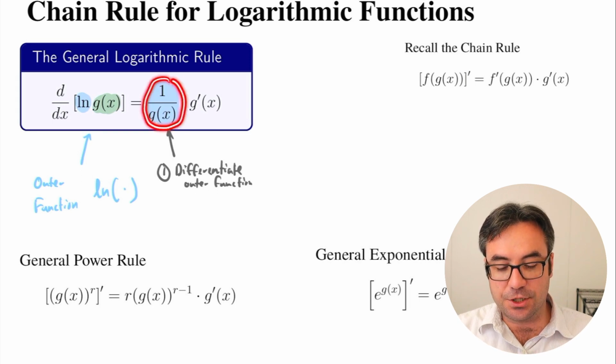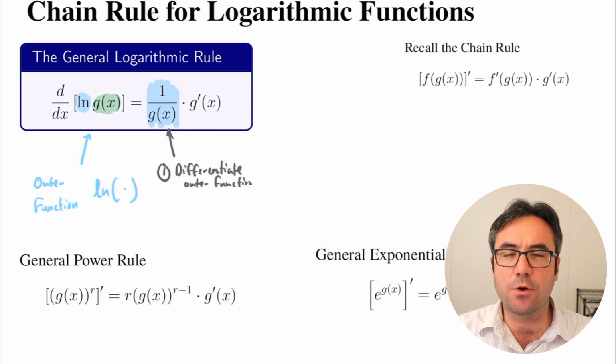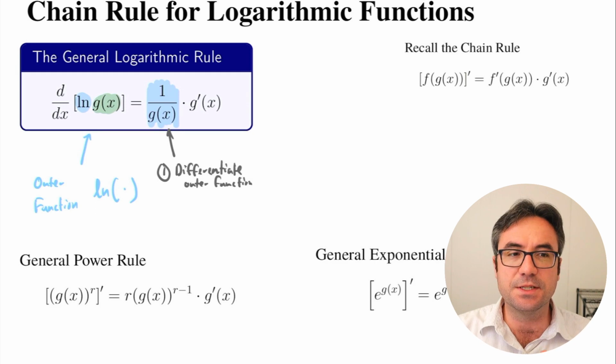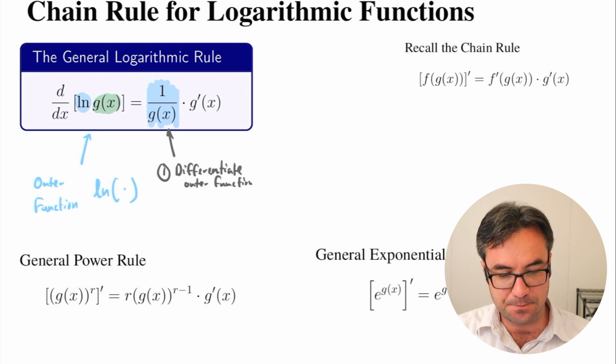So this first fraction that we see, 1 over g of x, why do we have that fraction? Well, it's really just the reciprocal of whatever was inside the log function.